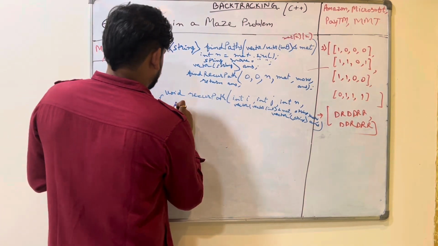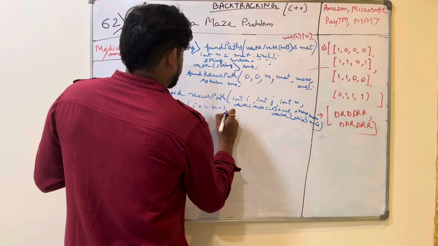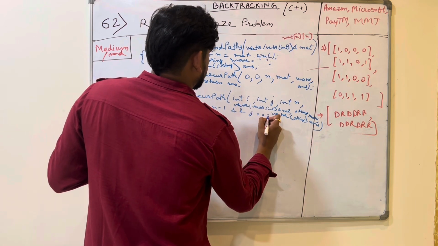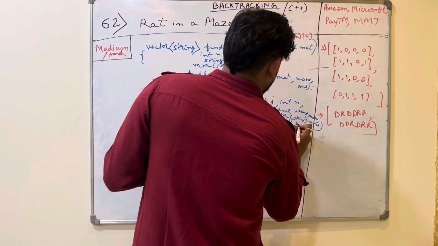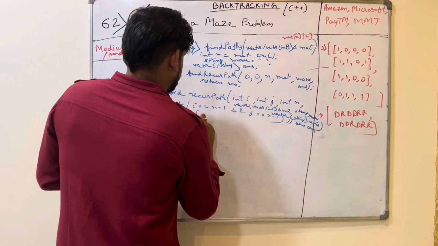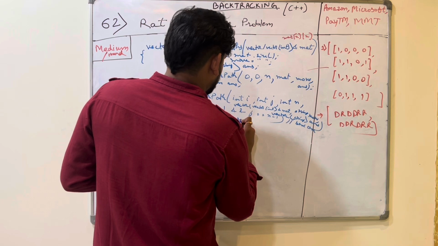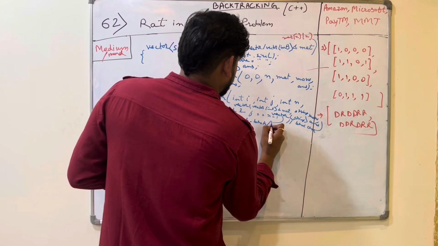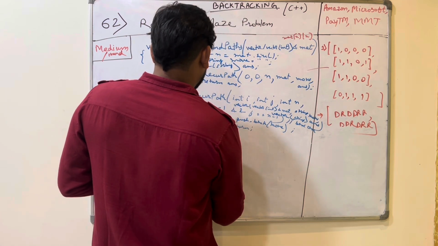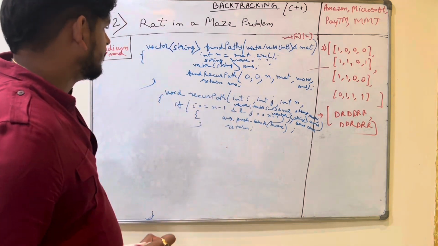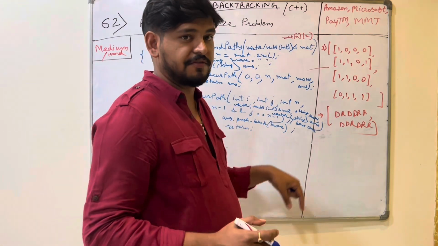Now if that is the base case, if i is equal to n minus 1 and j equal to n minus 1, once we have got this base case, then what do we do? We just store this, right? Answer dot push_back, whatever move that we have got, we store that, and then we return. Now what are the ways that we can travel? We can travel left, we can travel right.